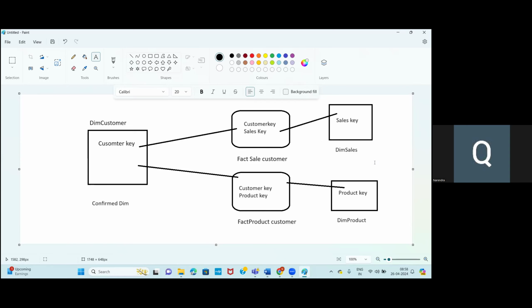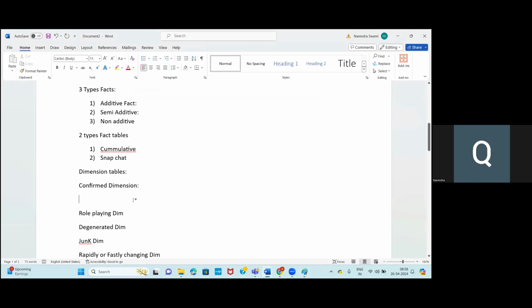Okay, this is what conform dimension. Conform dimension is the dimension where it has a relation with multiple fact tables, and the definition of the dimension table will not be changed. That is what conform dimension. Okay, role playing dimension we'll see later.